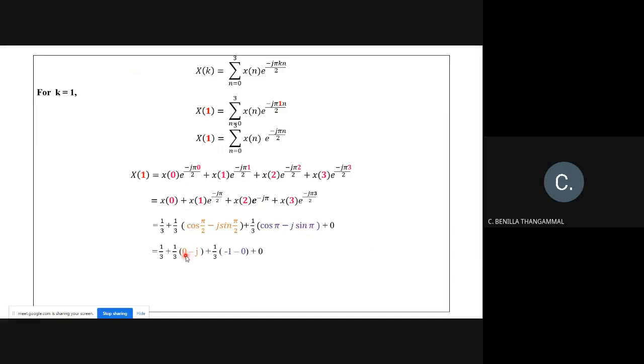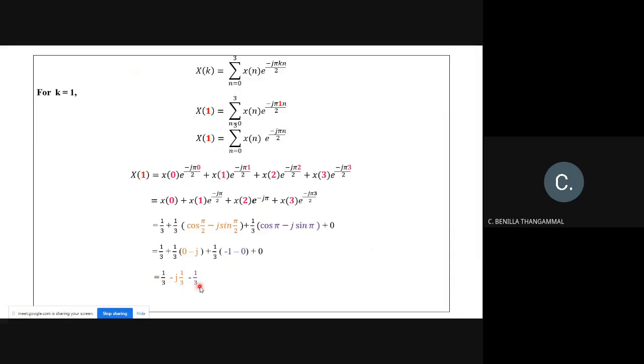So this value will be 0 and sin pi by 2 value will be 1. So it's going to be minus j. So cos pi is minus 1 and sin pi is going to be 0. Okay. So now what happens? 1 by 3. This is plus 1 by 3 into minus j, which is going to be minus j 1 by 3, and this is going to be minus 1 by 3.